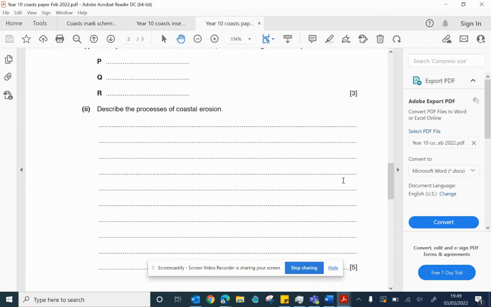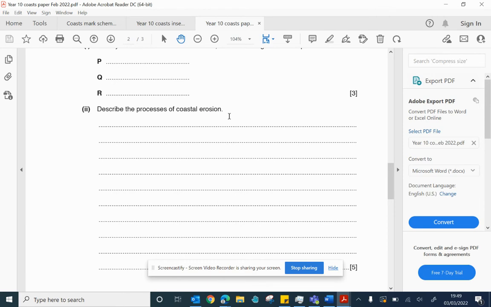Okay. The 5 mark questions are sometimes difficult on examinations. This one I think is relatively straightforward. Describe the processes of coastal erosion. Basically, what it is asking you to do is describe the 4 main types of coastal erosion.